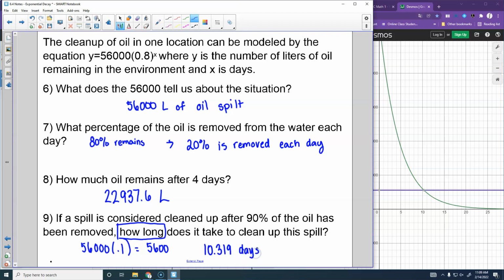Now, I just made all of that up. It probably takes longer. Probably 56,000 liters is not actually enough oil to worry about in the ocean, even though it sounds like a lot. So, all right, questions?